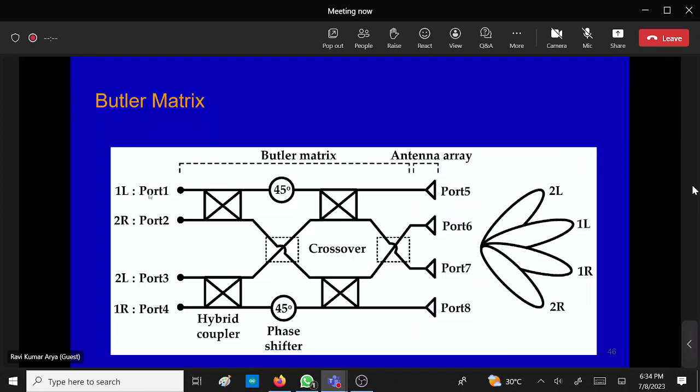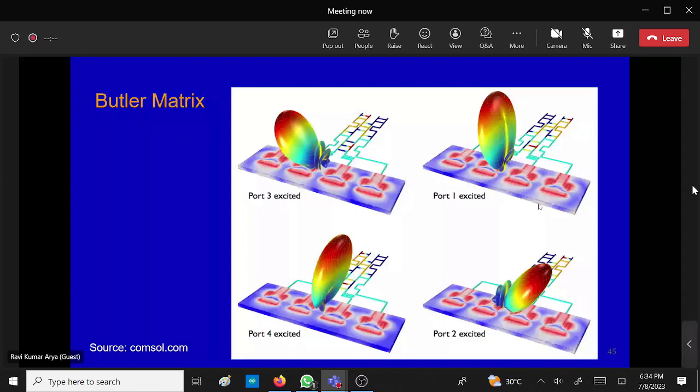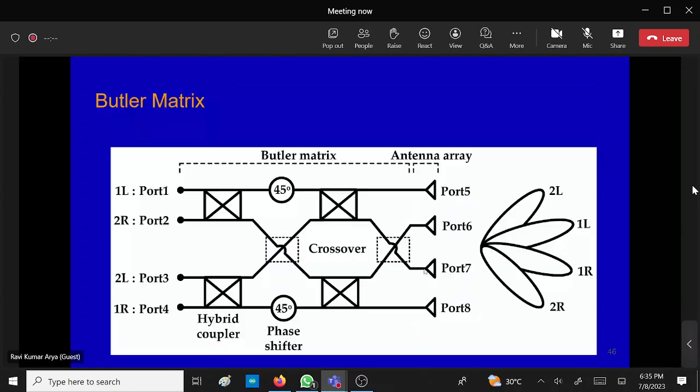So you have a number of input ports, then you have a number of output ports. Depending upon which port you feed, you can send the beam in different directions. So here we are showing that if you feed a particular port, the beam would be in one direction. If you feed another port, it would go into another. Depending upon which port you are feeding, the beam would be steered into a different direction. So again, you can change the direction of the beam depending upon which input port is activated. And this is the typical design.